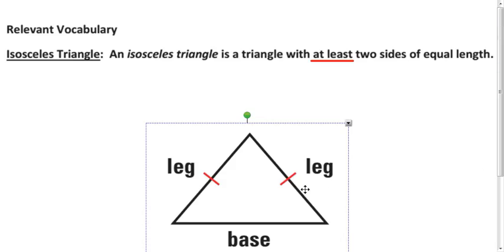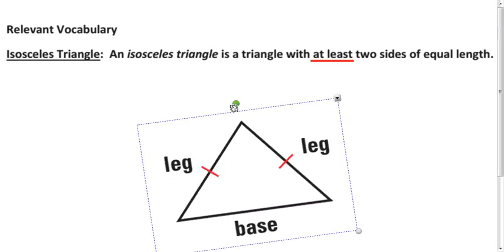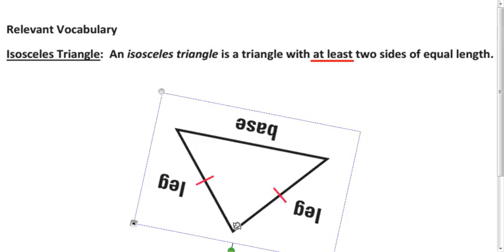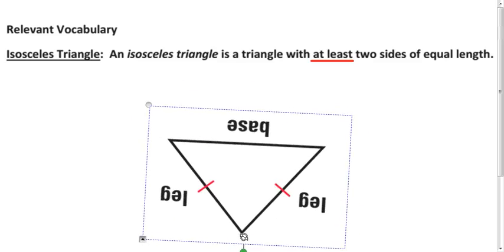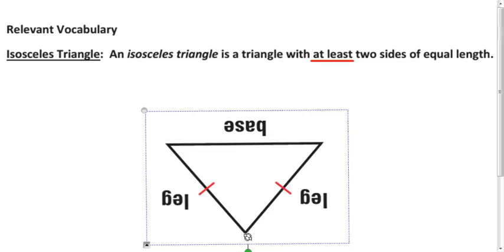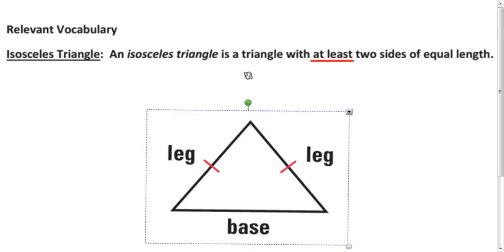And note that the base doesn't have to be on the bottom. You could turn this triangle however you want. The base could actually be on the top of the picture. So just the word base doesn't mean bottom in this case. It just means the side that isn't congruent to the other two.